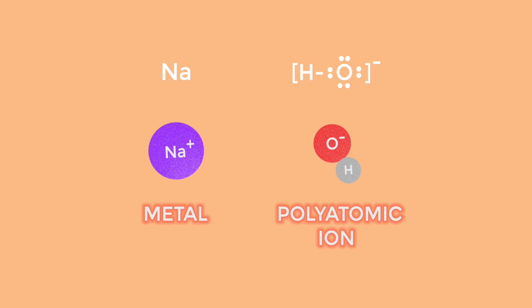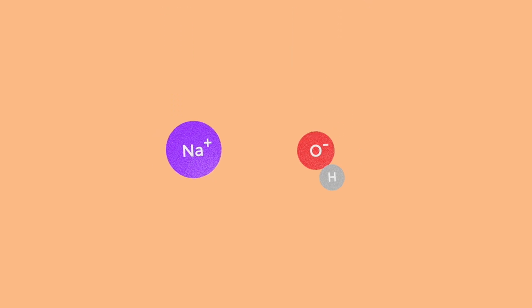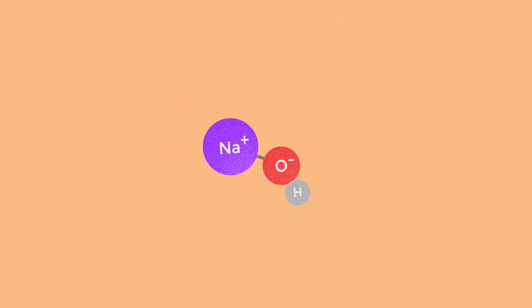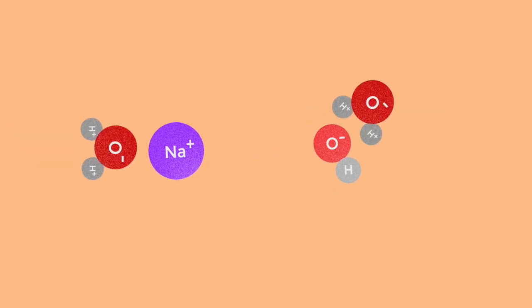Hydroxide wants to gain an electron and sodium wants to lose 1 electron, so sodium donates its electron to hydroxide and they form an ionic bond. Like salt and water, the water pulls apart the sodium and hydroxide ionic bonds to form Na+ and OH- ions. These free-floating ions allow bath water to be conductive.